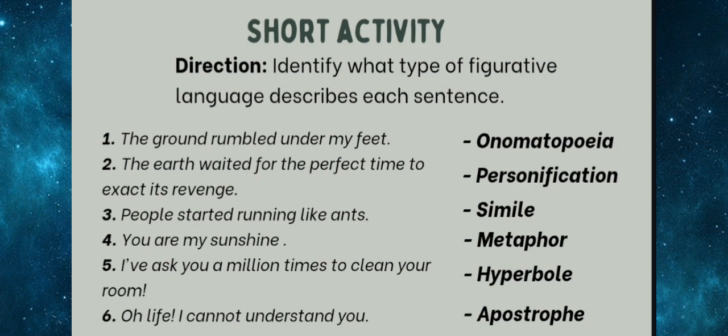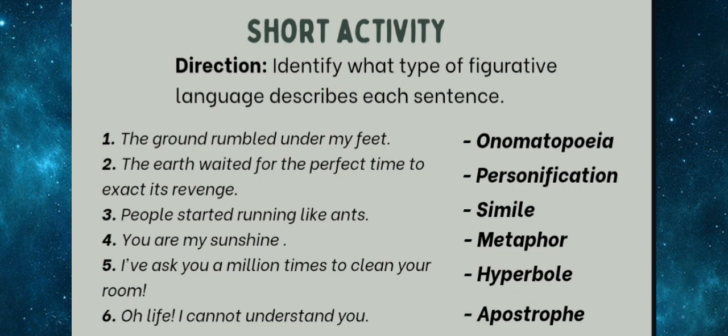Number 1, the ground rumbled under my feet. The word rumbled here is being used to describe and serve as an action of the ground. So the answer is onomatopoeia. Number 2, the earth waited for the perfect time to exact its revenge. The words waited and revenge are examples of human characteristics, and these human characteristics were used on an inanimate object, which is the earth. So this is an example of personification.